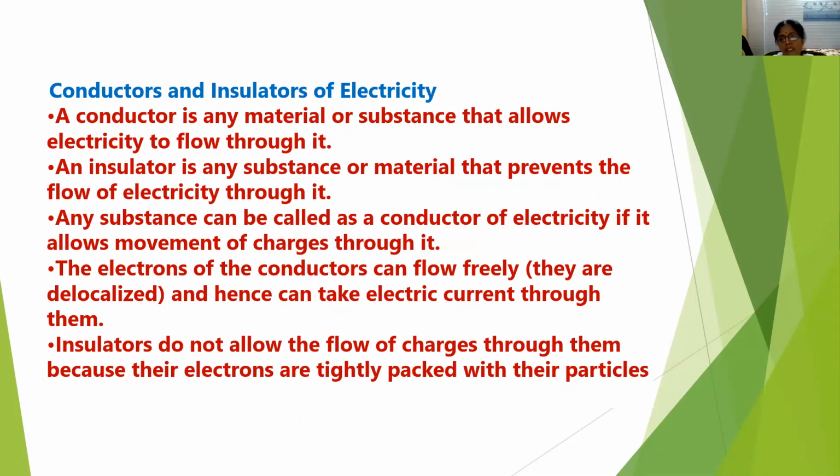Any substance can be called a conductor of electricity if it allows the movement of electric charges through it. How does it happen? The electrons of the conductors can freely flow, and hence it takes electric current through them. Insulators do not allow the flow of electric charges through them, because their electrons are tightly packed with their particles. That is the reason why conductors allow electric current to flow through them, and insulators do not allow the electric current to pass through them.